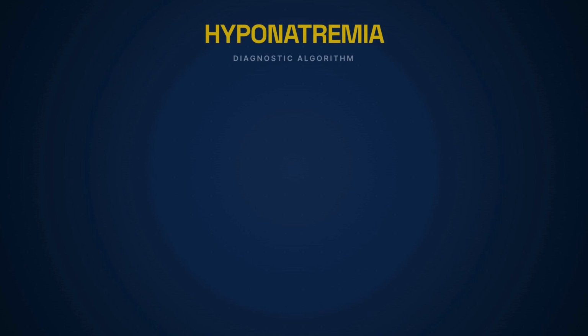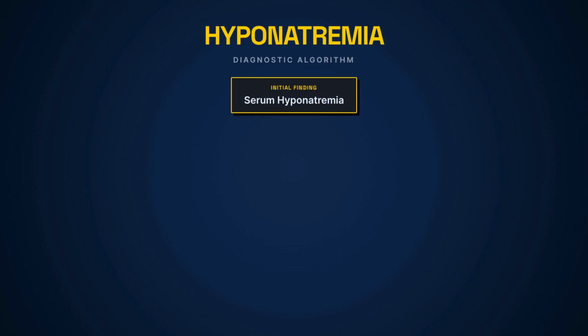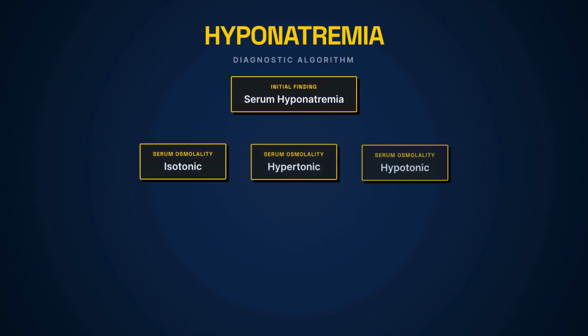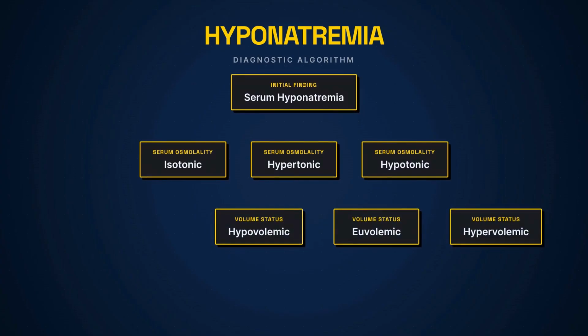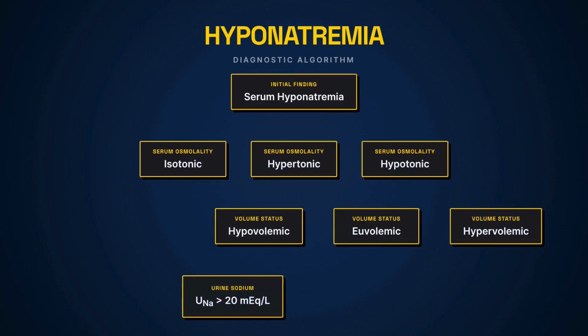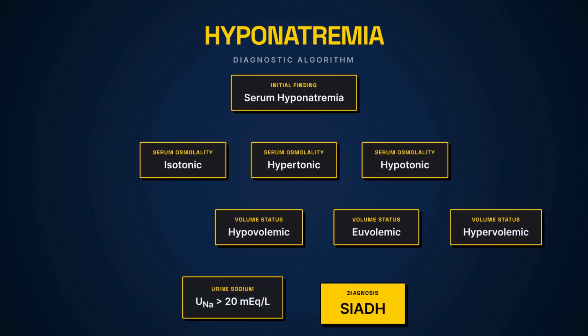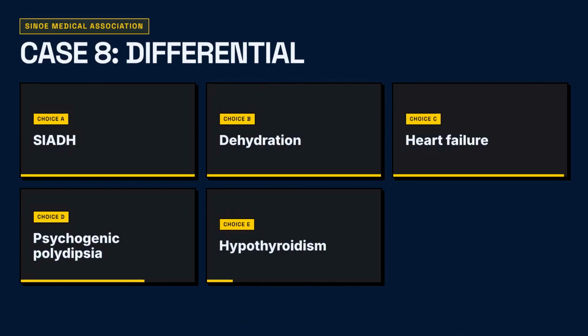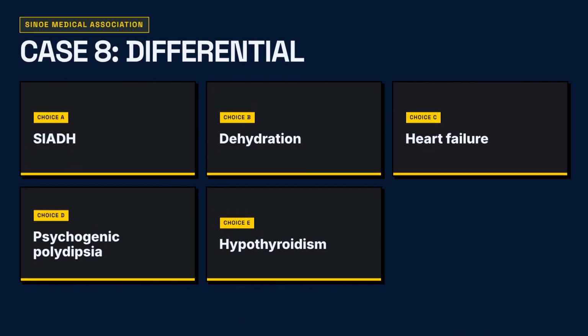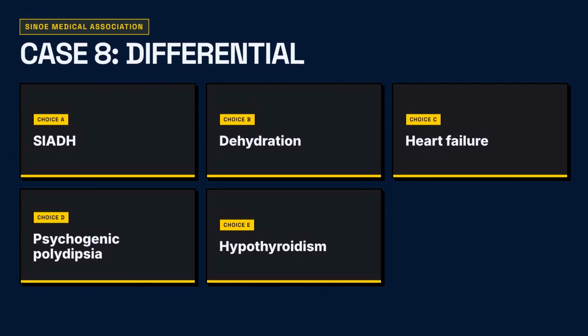Case 8. An 80-year-old woman is brought to the emergency department for confusion. Her serum sodium is 122 milliequivalents per litre. She appears euvolemic on examination. Urine osmolality is 400. What is the most likely cause of her hyponatremia? A, SIADH, B, dehydration, C, heart failure, D, psychogenic polydipsia, or E, hypothyroidism.